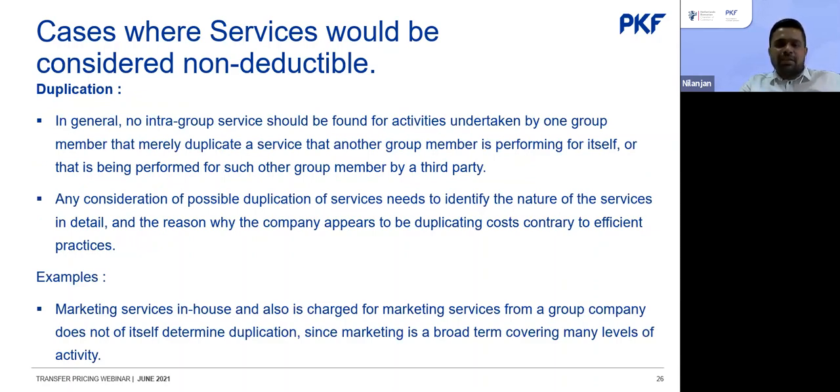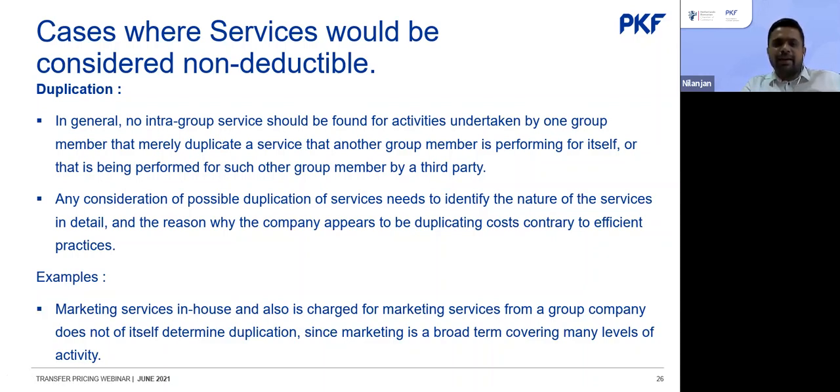Then we go to duplication. In general, no intragroup service should be found for activities undertaken by one group member that merely duplicate a service performed by another group member, or that is being performed by a third party. If there's any duplication going on, we cannot pay for the same service twice, right? So if we are getting the same service from an independent party, and we are paying him, and we are getting the same kind of service from our parent or our affiliate, this payment might be questioned.